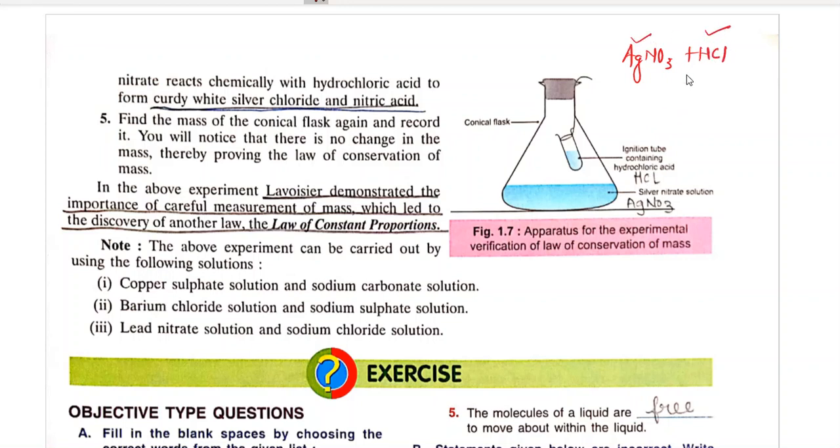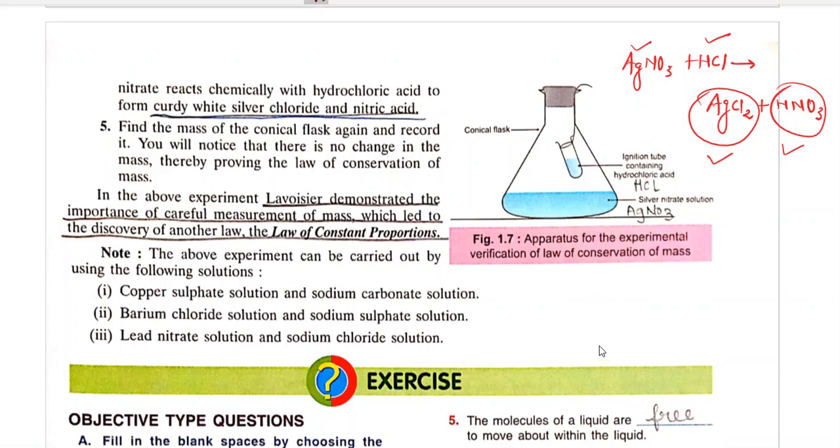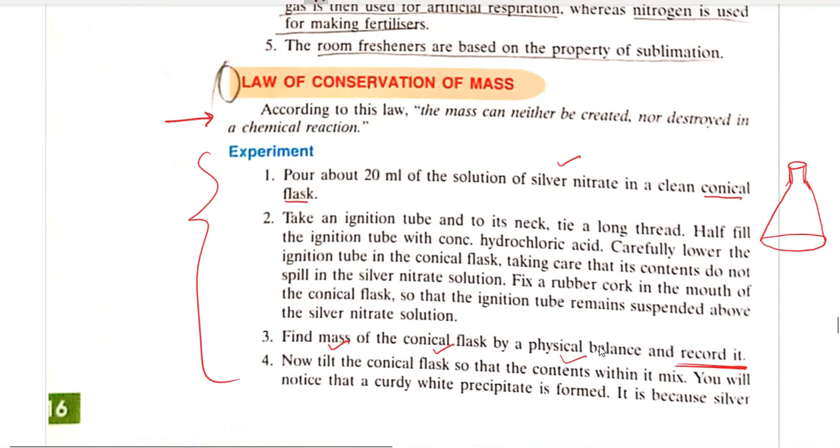these two chemical compounds, silver nitrate and hydrochloric acid, will undergo a chemical reaction, which we are going to study in further chapters, and they will produce new products, which are AgCl, silver chloride, I'm sorry, and HNO3, nitric acid. So new compounds are formed and a chemical reaction has happened. But if you record the mass all over again, you will find that there is no change in mass. Although new substances are formed, although a chemical reaction has happened, no increase in mass has been recorded. So this proves that mass can neither be created nor be destroyed.